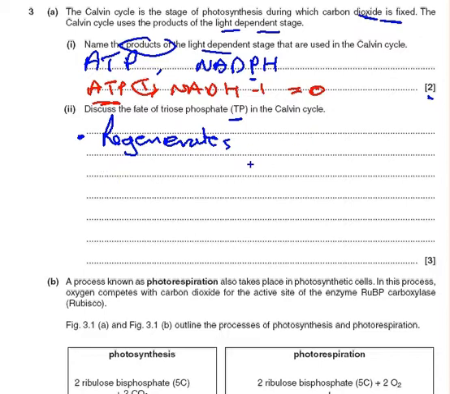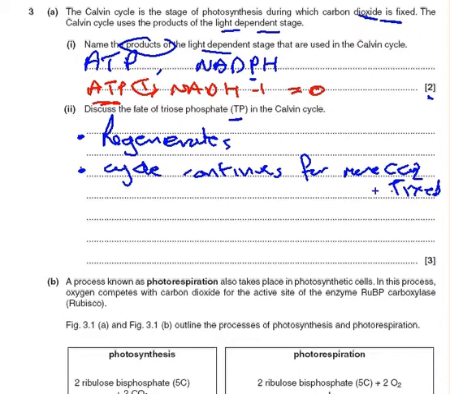Because it regenerates, because it produces ribulose bisphosphate, the cycle can continue. As I keep saying, the regeneration means the cycle continues for more CO2 to be fixed. Okay, there's my 2nd mark.